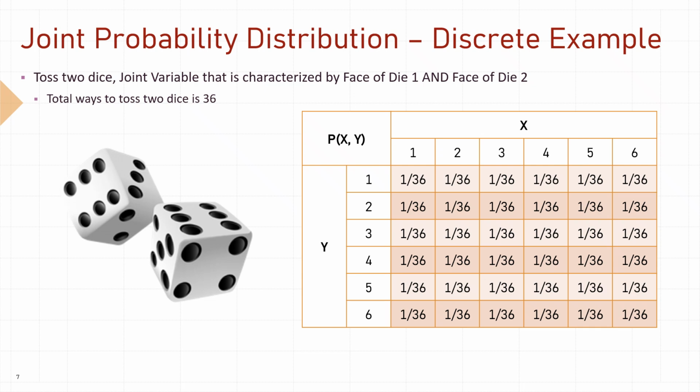So, when you toss two dice, the result of the toss is a pair of numbers, one representing the outcome of the first die, die 1, and the other representing the outcome of the second die, die 2. Since each die has 6 faces, the total number of possible outcomes when tossing two dice is the product of the number of faces on each die. That is 6 times 6 is equal to 36. Hence, there are 36 possible outcomes when tossing two dice.